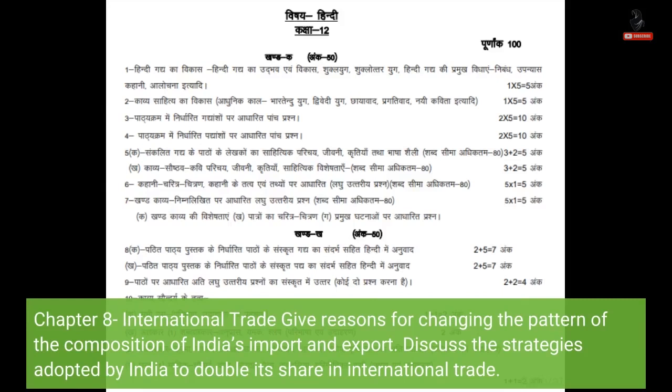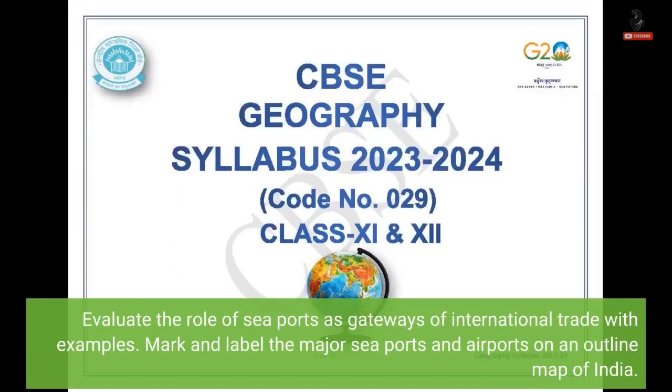Chapter 8, International Trade. Give reasons for changing the pattern of the composition of India's import and export. Discuss the strategies adopted by India to double its share in international trade. Evaluate the role of seaports as gateways of international trade with examples. Mark and label the major seaports and airports on an outline map of India.